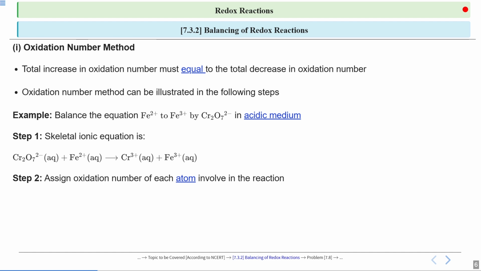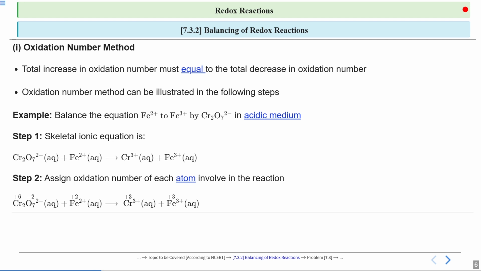Step 2 is to assign the oxidation number of each atom involved in the reaction. That means there are different types of atoms participating in the reaction. The first one is chromium, then oxygen, and then iron. For chromium, oxygen and iron, we will be writing the oxidation numbers.